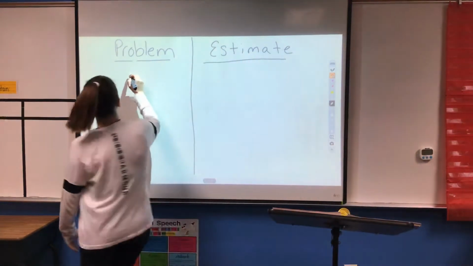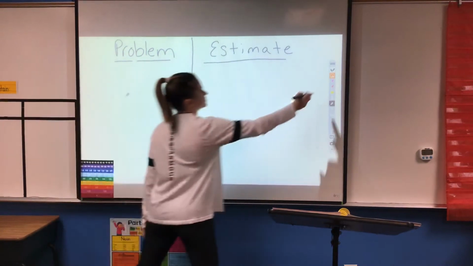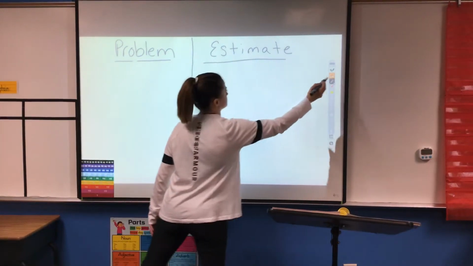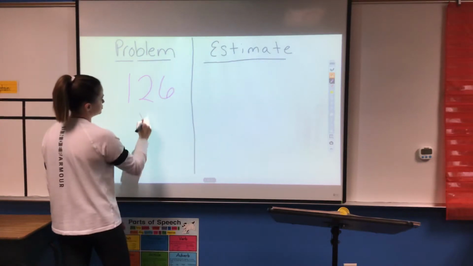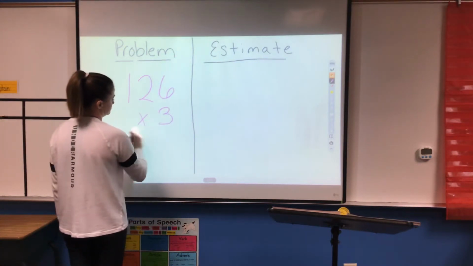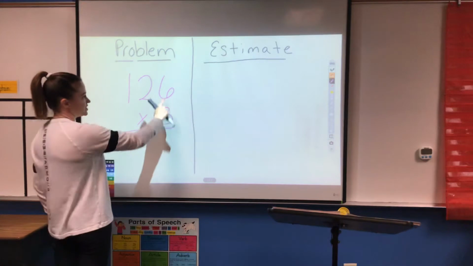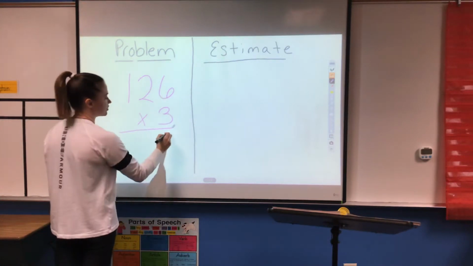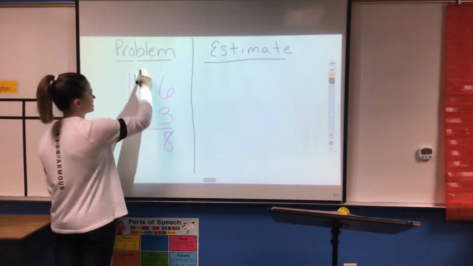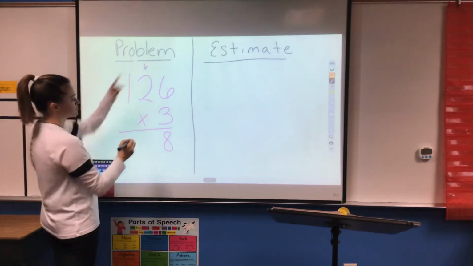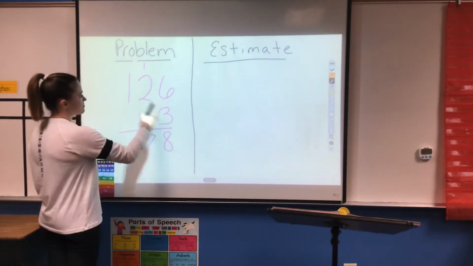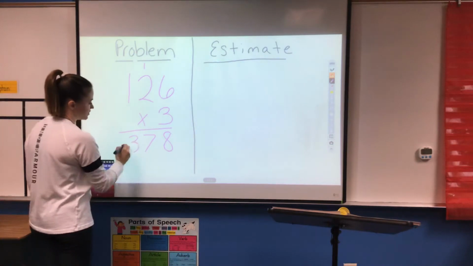We're going to go ahead and put 126 times 3. We're going to say 3 times 6 is 18. We're going to make sure we put our 8 in the ones place and carry our 1 to the tens. 3 times 2 is 6, plus 1 more is 7. And then 3 times 1 is 3.